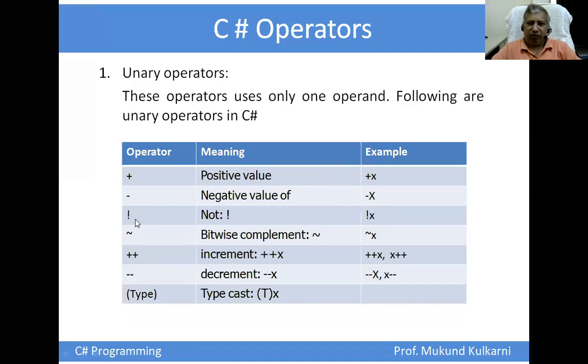Third operator is not. Now this is a symbol. It indicates the reverse of this. If x is true, it will return false. If x is false, it will return true. So the exact negative value of the existing operand will be returned. Fourth one is the complement operator. When we need to use the complement of a value, we use tilde and that value, or tilde and the variable name. How to use this bitwise complement operator, we will discuss in the program.